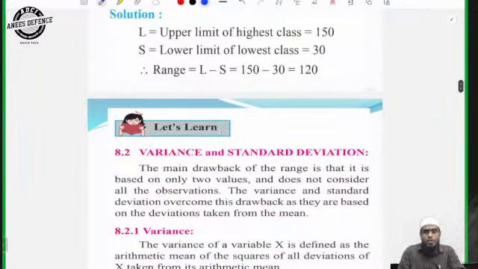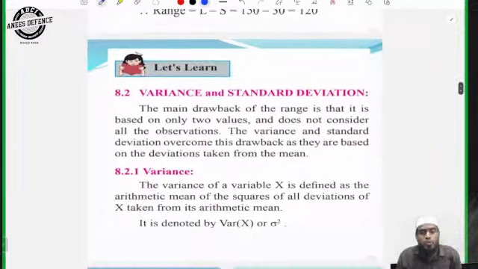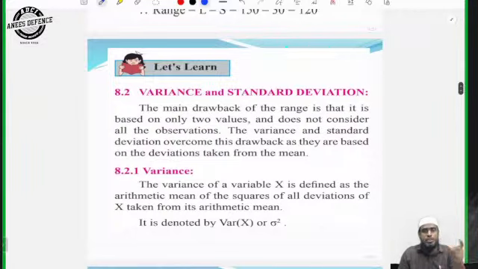But the problem is, range is not bothered about the in-between observations. It only considers the highest value and the lowest value. So we are going for two parameters, variance and standard deviation. They consider almost all observations equally. That is known as variance and standard deviation.